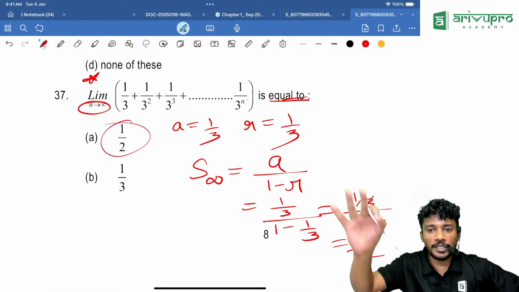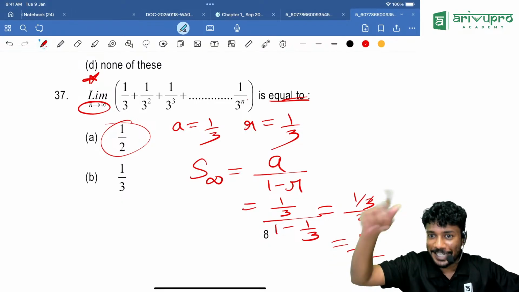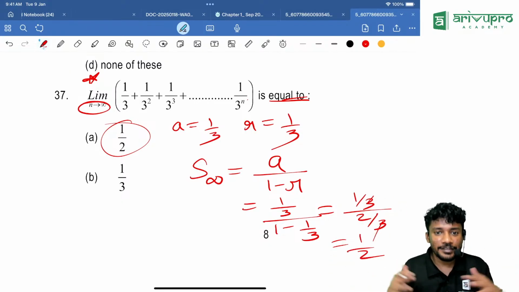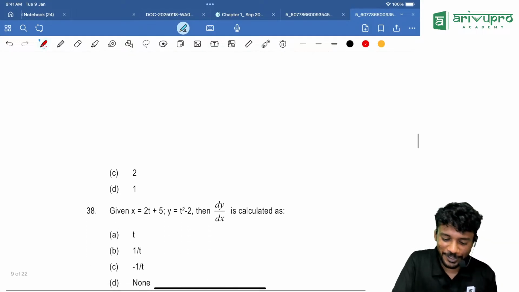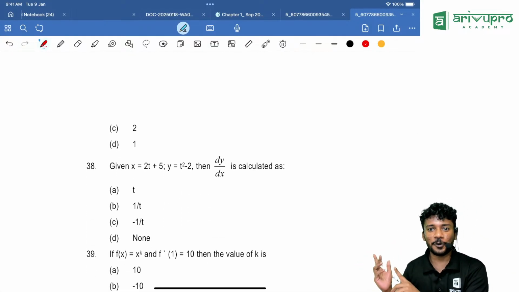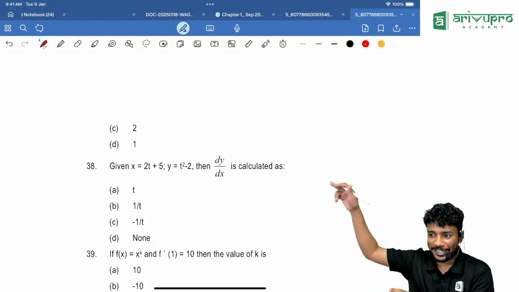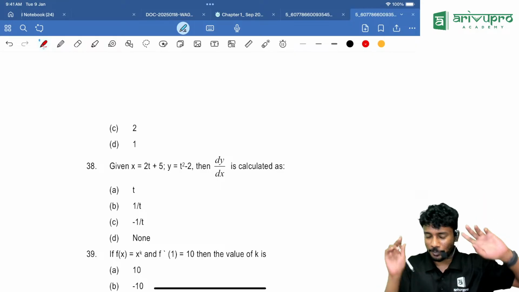Did you understand? Anyone is having doubt over this? It's a very good question. Limits and GP, they have got merged together. But you should understand how it is going to infinity. Otherwise, you will take the other formula. What is it? A into r raised to n minus 1 divided by r minus 1. You will go for that formula. That is not possible here.